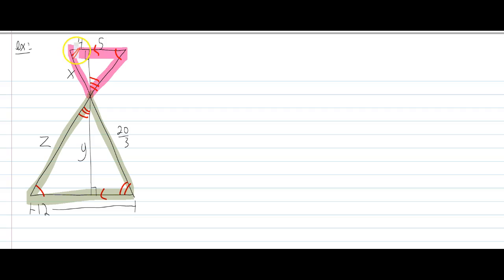Now the orientation kind of switches. In other words, this angle, the double angle marking, is corresponding to that one. The single angle is corresponding to that one. And that's going to help me set up the proportion. Now one thing I know is that this entire length of 9 from the top one is corresponding to that length of 12. And then again from the top one we have a length of x.